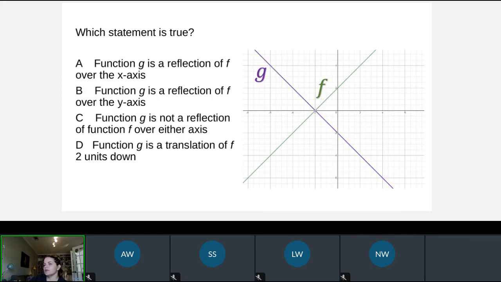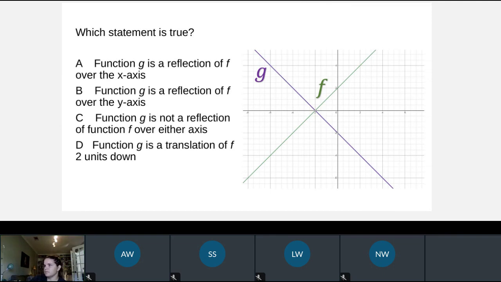All right, take a look at this one. Which of these statements is true? The function g is a reflection of f over the x-axis. G is a reflection of f over the y-axis. Not a reflection, or it's translated down.